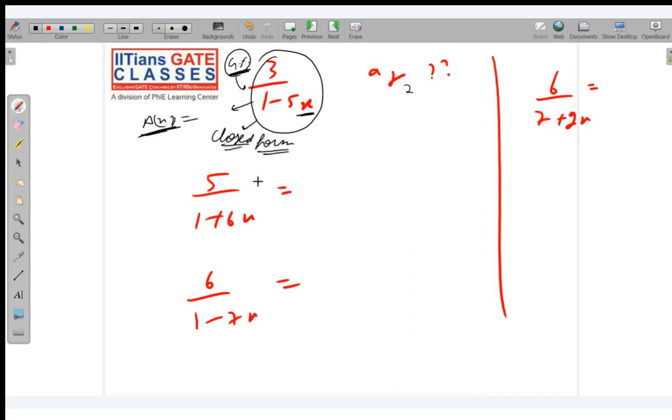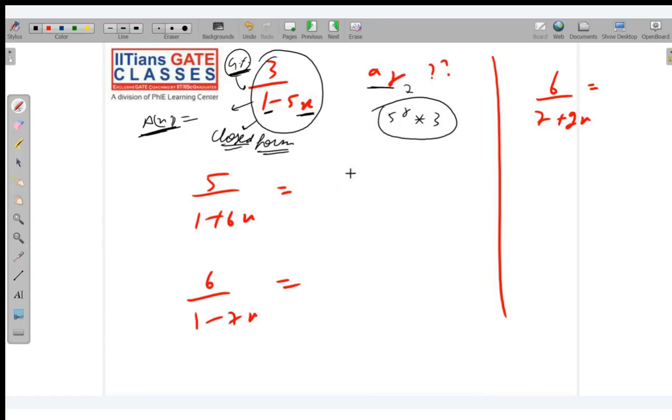What will be the open form? You have to write sigma, and then we will find it. Don't worry, I will find the open form also. The open form is nothing but your sequence type thing. So what is a r, the numeric function? 5 power r multiplied by 3. So this is our numeric function, because here there was 1, so no problem at all.